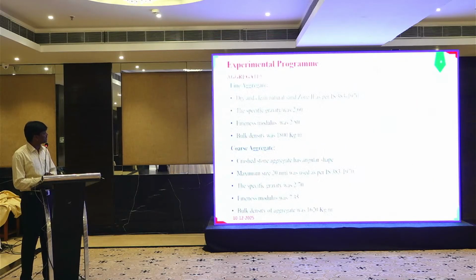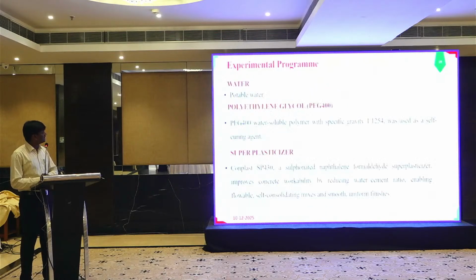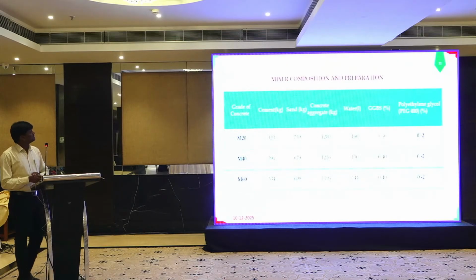ground granulated blast furnace slag, and aggregates: fine aggregate and coarse aggregate, with zone 2 fine aggregate as per IS 383, and water, polyethylene glycol 400, which is a water-soluble polymer, and superplasticizer, that is Conplast SP 430. And this is the mix proportions.